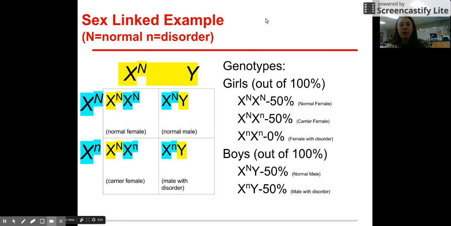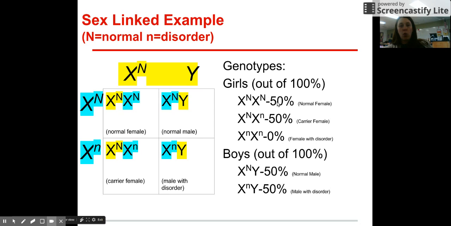All right, now moving over here, I'm really just going to do genotypes, and then I listed phenotypes next to it. That's all you guys really need to do. Here's how it gets different. The whole Punnett square isn't out of 100%. You have to talk about the two girls as 100% and the two boys as 100%. So we can't say that everyone with a disorder is the same, because it's different for girls than it is for boys. So 50% of girls, 50% of girls, 50% of boys, 50% of boys. Okay, there's no 25s in this one. It's only 50s and 100.